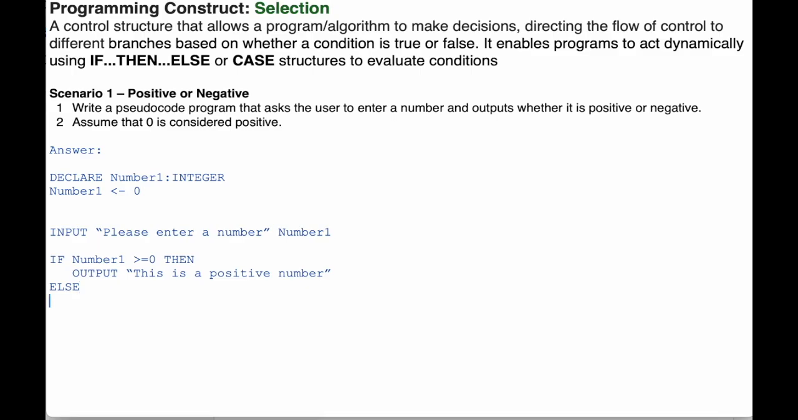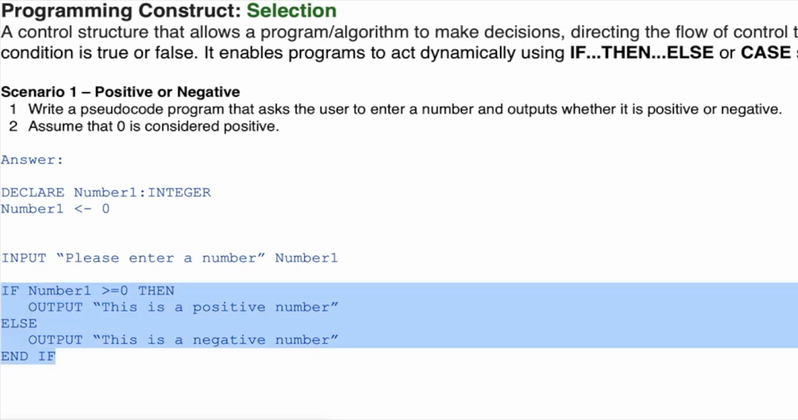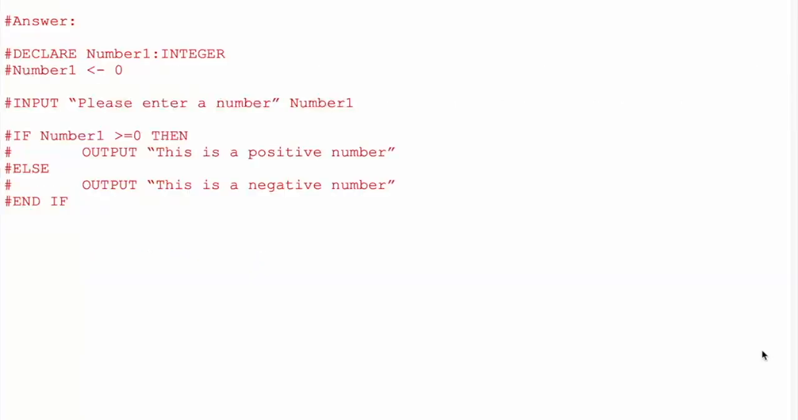So we say else, we then indent, because this is still part of our if statement. So indentation is very, very important. And then we output, this is a negative number. Okay? Something that we always must remember to do is end our if statement, okay, with an end if. We do this because the program may continue and anything to do with this condition is now finished.